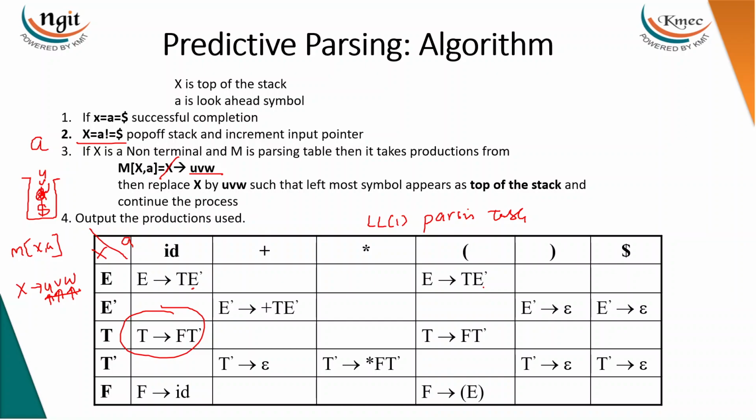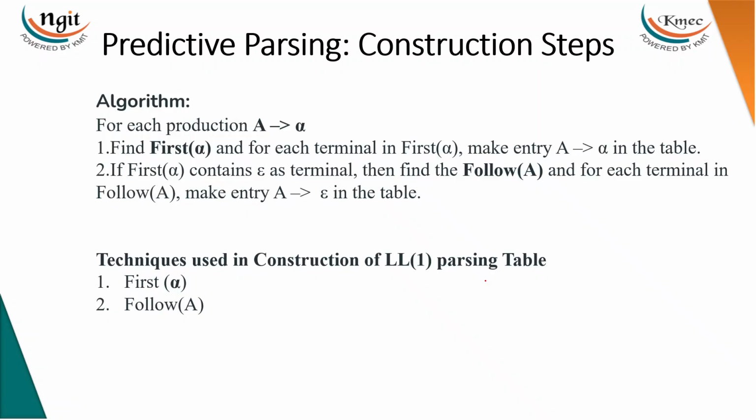So to construct this table for the grammar, we have to follow this algorithm. For each production A tends to alpha, find first of alpha, and for each terminal in first of alpha make entry A tends to alpha. Of course you are not getting it. Just let me tell you that to construct this table, okay, we need two techniques. One is first of alpha and another one is follow of A, right?